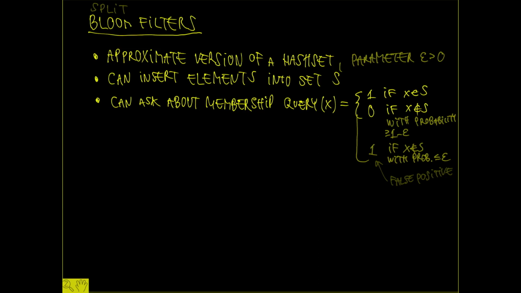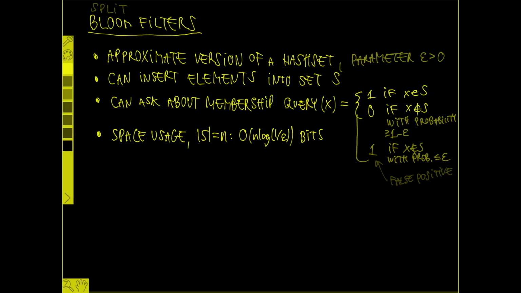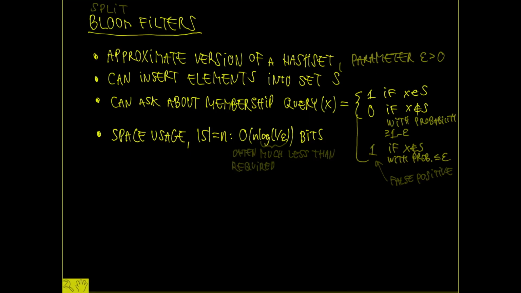So here epsilon is a parameter that determines how often these false positives, where we answer yes for something that is not in the set, occur. It turns out that this can be done with space usage that is just O of n log 1 over epsilon bits. So for each element in the set, we pay just log 1 over epsilon bits, which is often much less than what is required to store the elements in the set itself.